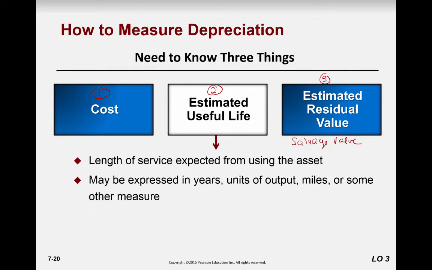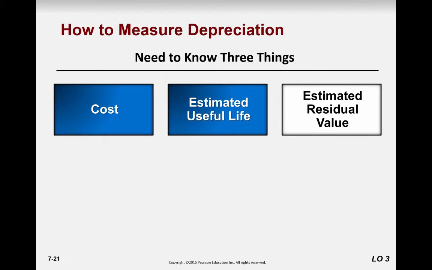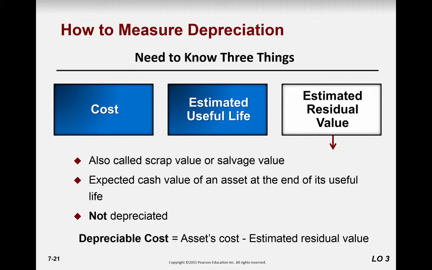The estimated useful life is basically how long you expect to use the asset. Years is the most common measure. We also have units of output or miles or some other type of measure. Then the estimated residual value is your salvage value, as I mentioned. It's what you expect the cash value to be at the end of the useful life. So this is not depreciated because this is what you expect to get. Most commonly, we call it zero because that lets us be conservative. We take the asset's cost minus the residual value, and that is known as the depreciable cost. So that's what you're going to depreciate.